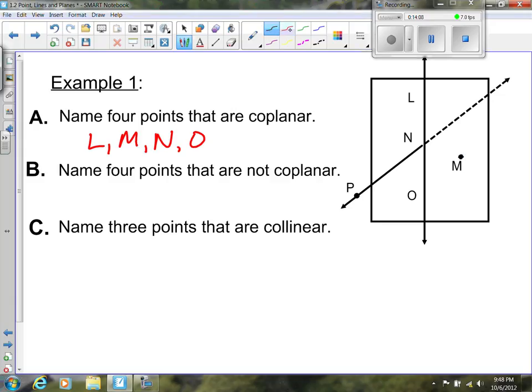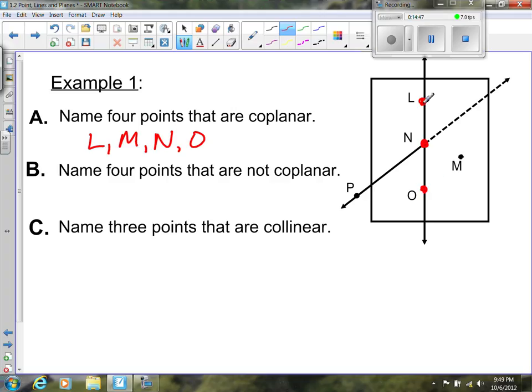Alright, next one. Name 4 points that are not coplanar. I need a point. So I could have 3 coplanar points and then a 4th one that's not, and those 4 points would not be on the same plane. So as long as one point is not on the plane with the other ones, they're not coplanar. So I look at this, I'm going to pick 3 points. I could pick any 3 of these, except I wouldn't want to pick a set of collinear points.